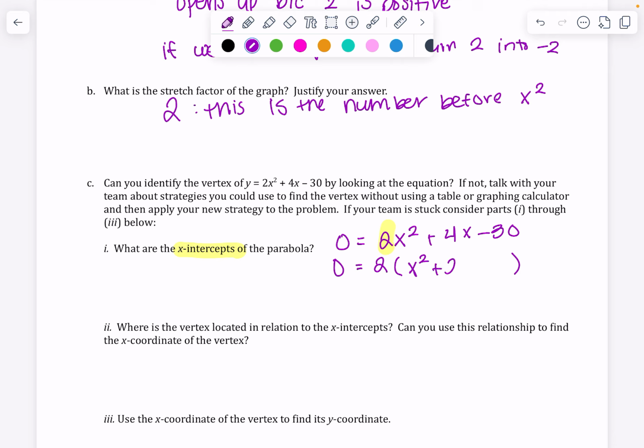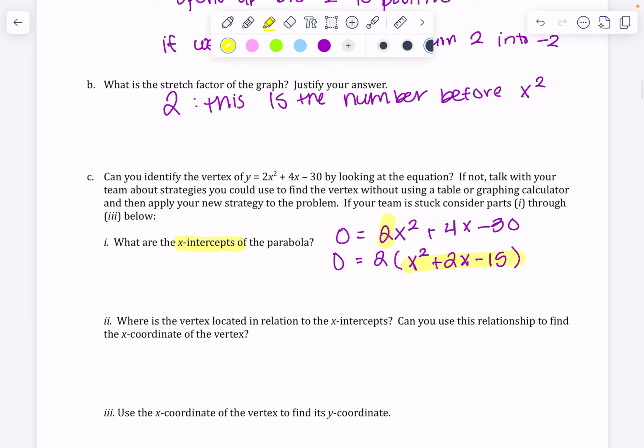4x divided by 2, 2x. -30 divided by 2, -15. And now I have a quadratic that's a little bit easier to factor than before, right? Because now we have that 1x squared. So let's bring down what we have. We have that 2 out front still, and we're going to factor the rest.